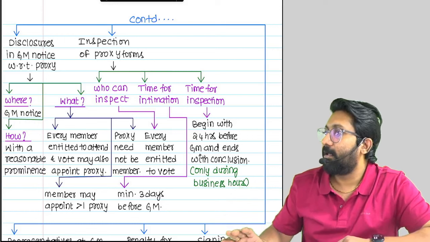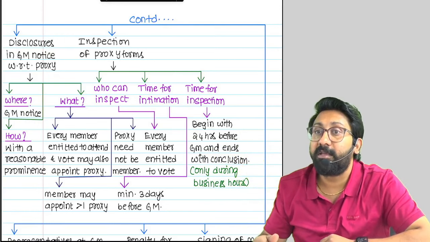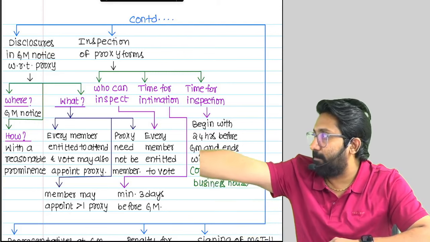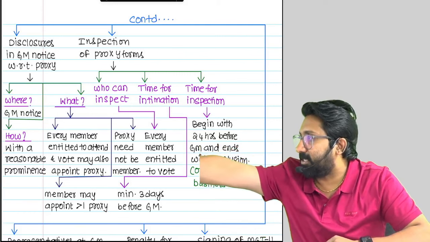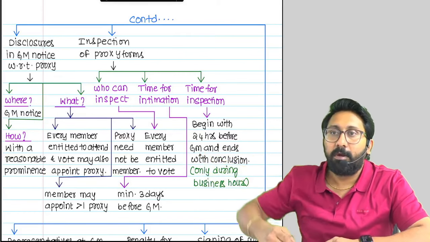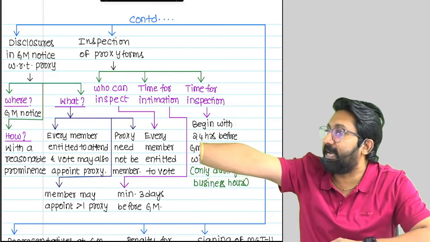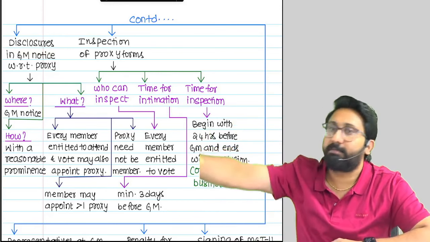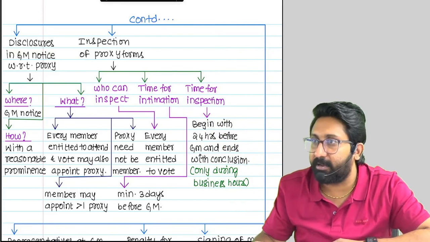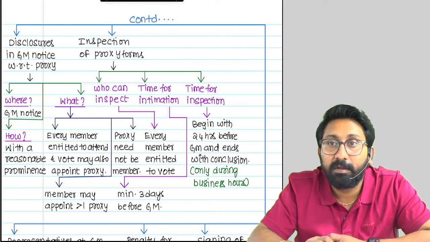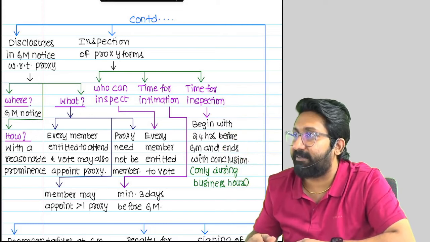For example, there are two proxies here. I wanted to attend the meeting. I want to appoint proxy number one, proxy number two. MGT 11 for one person, MGT 11 for another person. How many MGT 11s did I send? Two MGT 11. One MGT 11 was sent 72 hours before the meeting. Another MGT 11 was sent 50 hours before the meeting. Which one is selected?